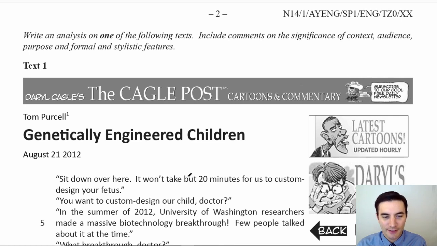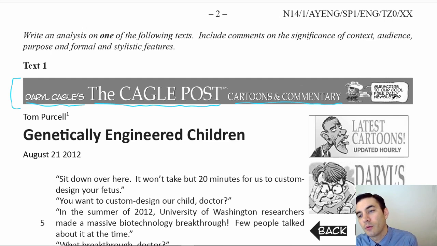All right, let's get into the speaker part of this. The first thing we want to talk about is this part right here, which we're going to call a title bar. In this title bar, we can see that this is Daryl Kegel's The Kegel Post, Cartoons and Commentary, and it looks like they've got a cool daily newsletter. I don't want to subscribe to that. But what you need to take out of this is that this is an internet blog that posts humorous articles about social issues, or the news maybe.